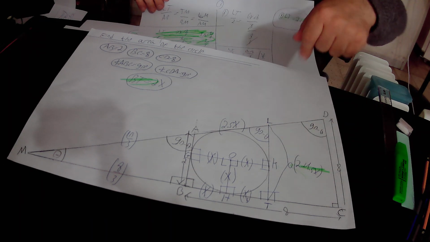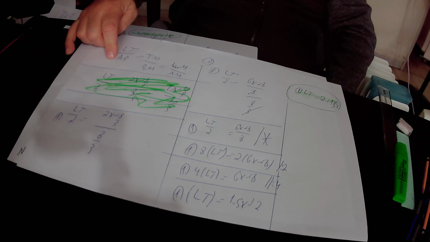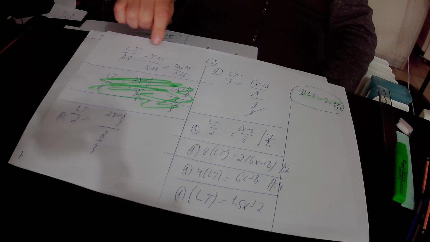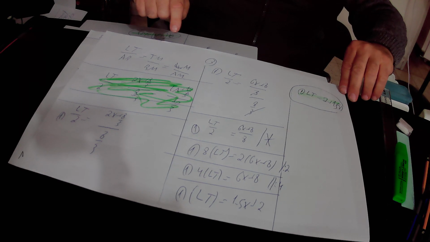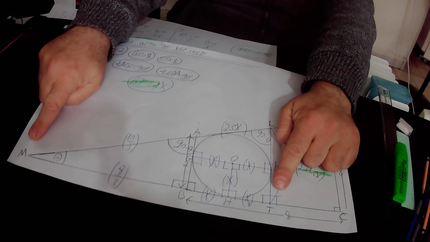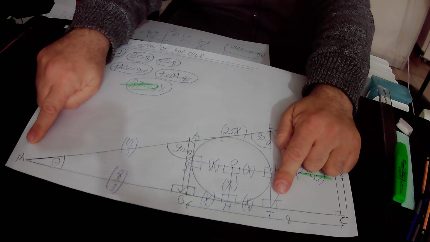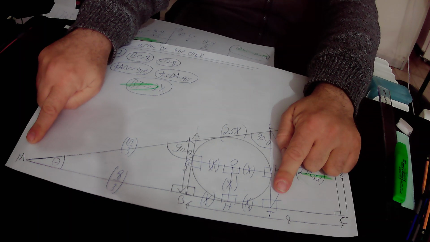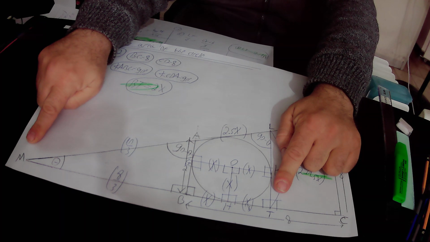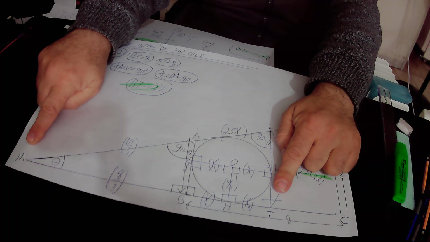LT is the missing side, so we leave it as it is, over AB. AB is 2, so substitute AB by 2, and it equals TM over BM. What is the value of TM? From the diagram it is very easy to see that TM in total equals TB plus BM. That is to say, TM equals TB, that is 2x, plus BM, that is 8 over 3. So in total TM equals 2x plus 8 over 3.